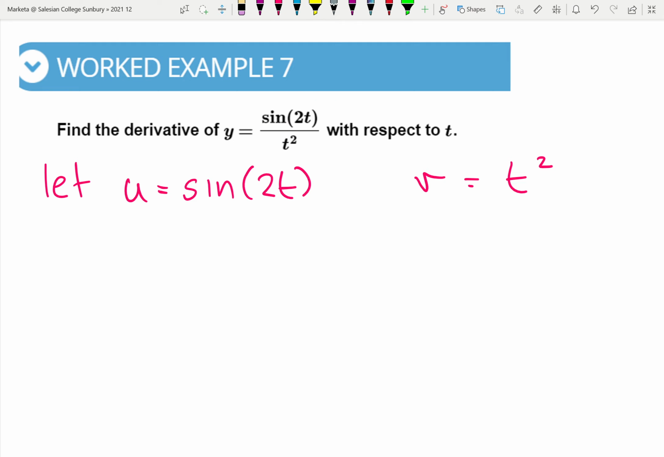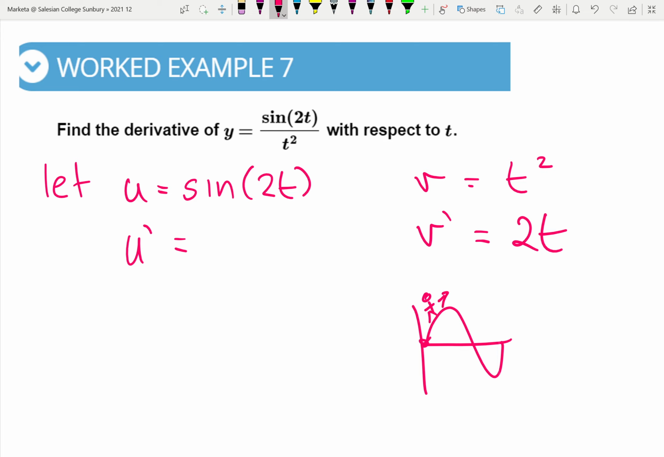So we will find u dash and v dash as well. v dash is just going to be 2t. And then the derivative of sine, remember sine looks like this, and we walk up the hill first, so it's positive 2 cos 2t. One thing I noticed that is quite common, and I certainly do it, is that even if you know the derivative of sine and cos, you can accidentally write sine here. I think in one of my videos on circular functions I actually do that somewhere. I'll have to go back and change that later.